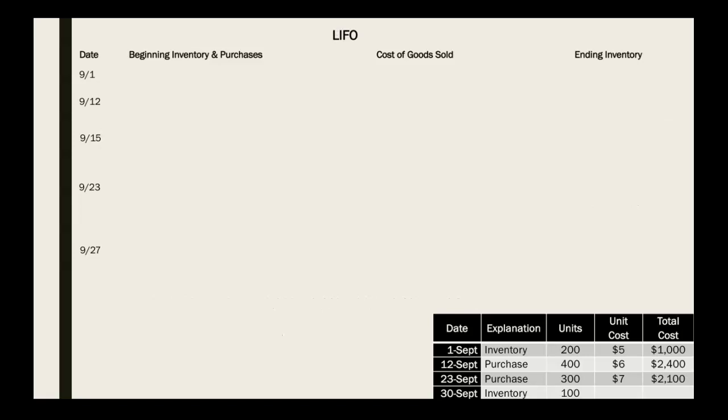Now we can work on LIFO. So the transactions are all the same, but we're going to end up with different values for our cost of goods sold and our ending inventory. So LIFO stands for last in, first out. But here on the first, everything's the same. We still started off with 200 units at $5 a piece. So that's written down for both the beginning inventory and the ending inventory on September 1st.